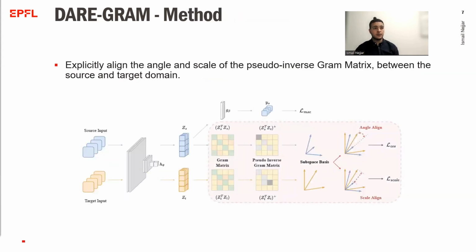Taking into account the discrepancy in scale and angle between the source and target features, our method focuses on aligning the subspace spanned by the columns of the pseudo-inverse gram matrix. We achieve this by utilizing the cosine similarity between the columns of the source and target features to align the subspace. Additionally, we minimize the distance between the truncated eigenvalues of the gram matrix to align the scale for both source and target domains. By incorporating these alignment strategies, we aim to mitigate the domain gap and enhance the performance of regression tasks in unsupervised domain adaptation settings.